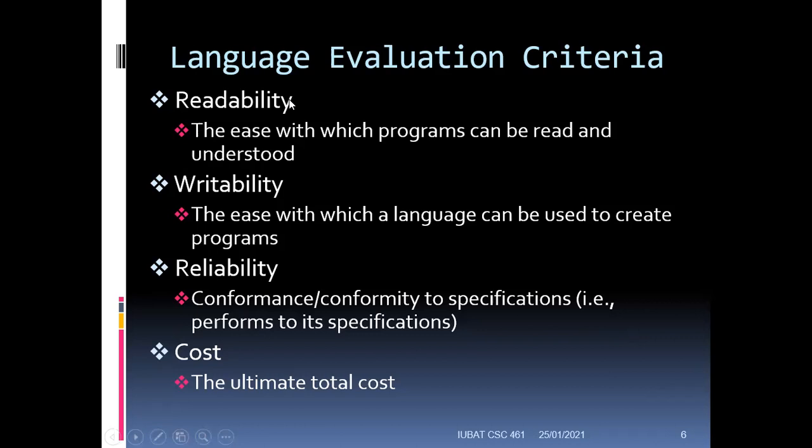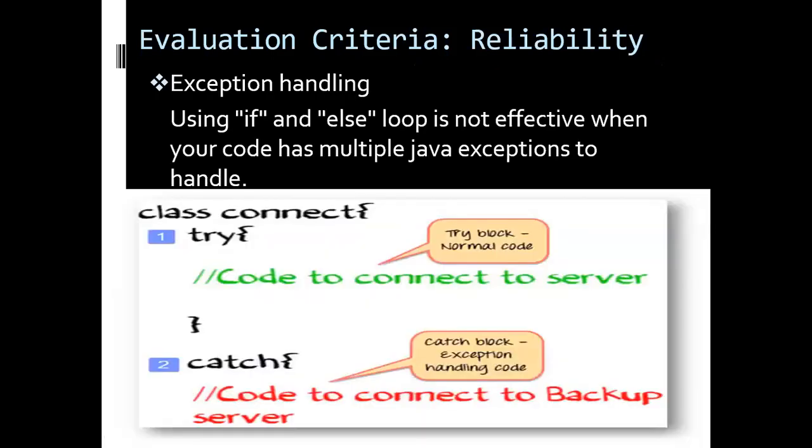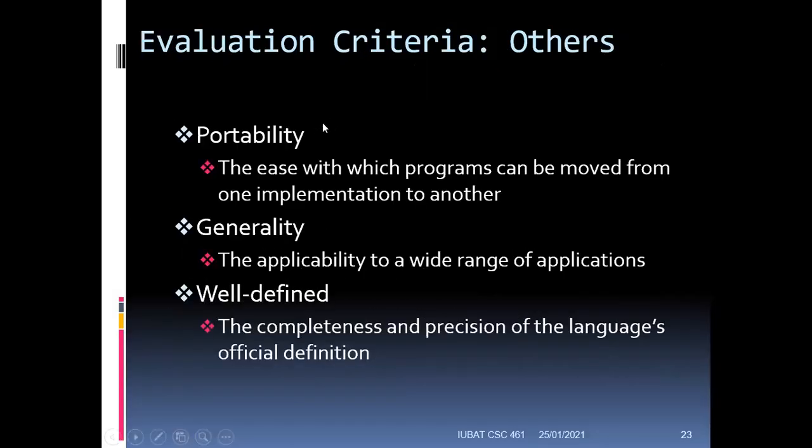First one is readability. Programs have to be easily readable. They have to be easily writable, so whenever you're writing the code, it has to be reliable. Your program can have error handling, then we also have exception handling, and the cost has to be low. And then we have three others. It has to be portable, it has to be general, so that it can be used in multiple domains, and it has to be well defined so that you can easily understand which part is for which purpose. So these are the 7 evaluation criteria of a programming language.